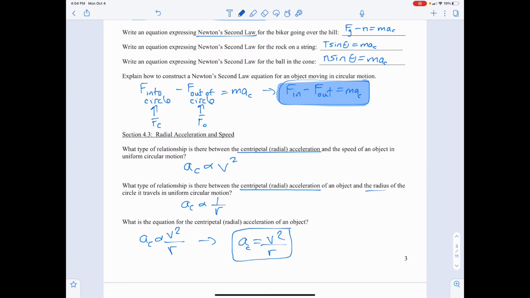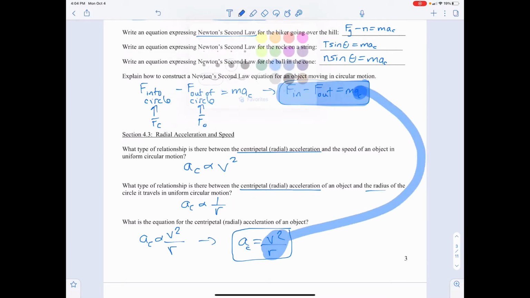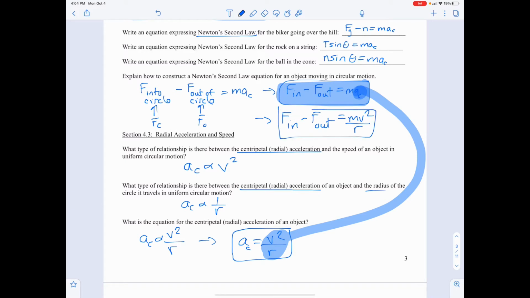Now we come back to this equation here. Remember AC? Well, if we substitute V squared over R in place of AC, it turns out for centripetal forces, forces in minus forces out equals mv squared over R. This is how we will express it in most cases. Newton's second law for uniform circular motion.